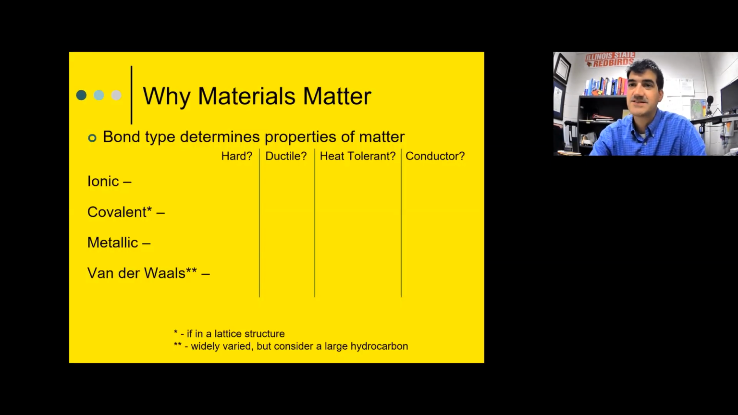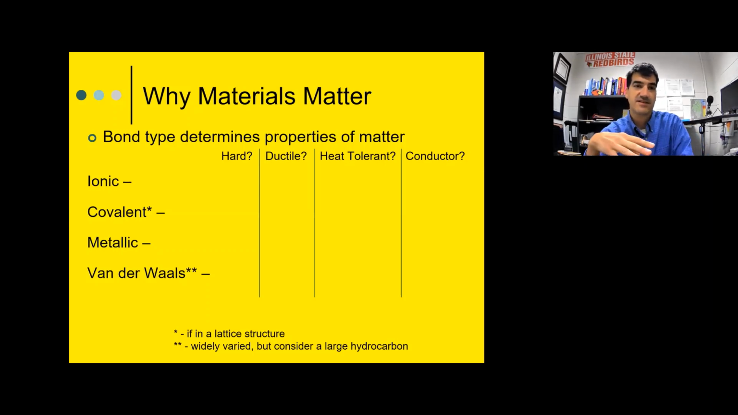All right, so this is a review. We're almost done here. So a review, this is mostly from last time. Let's say we have a solid material that's held together with ionic bonds, or a material that's held together by covalent bonds. And let's, for these purposes, assume that that material is in a lattice structure.